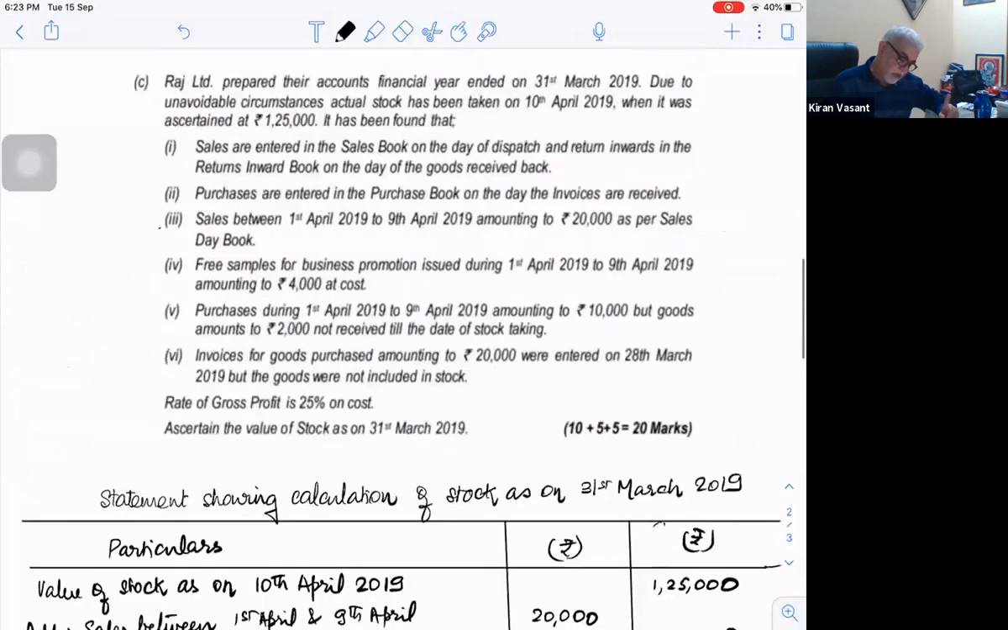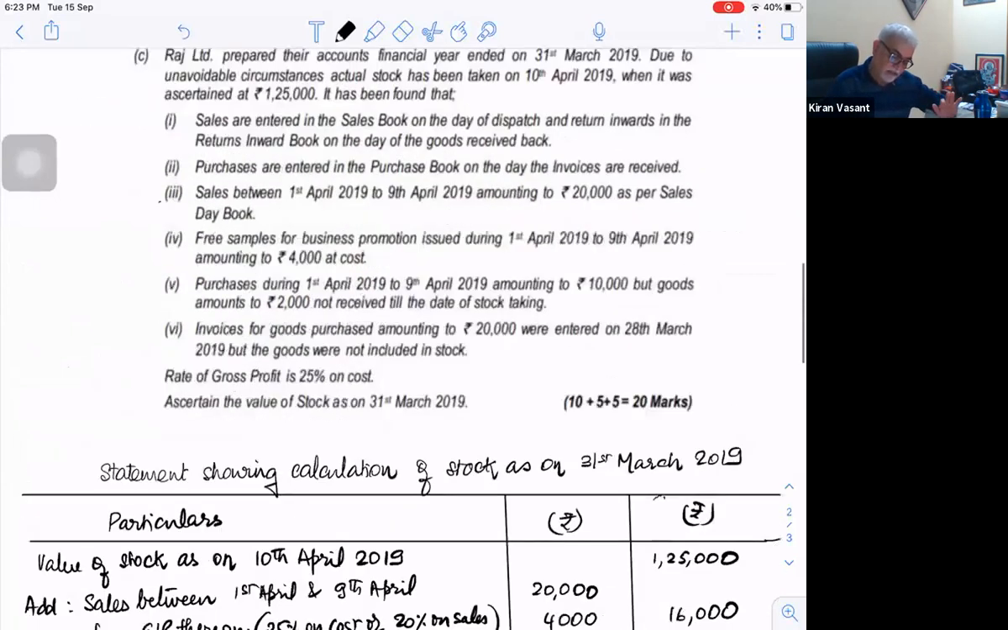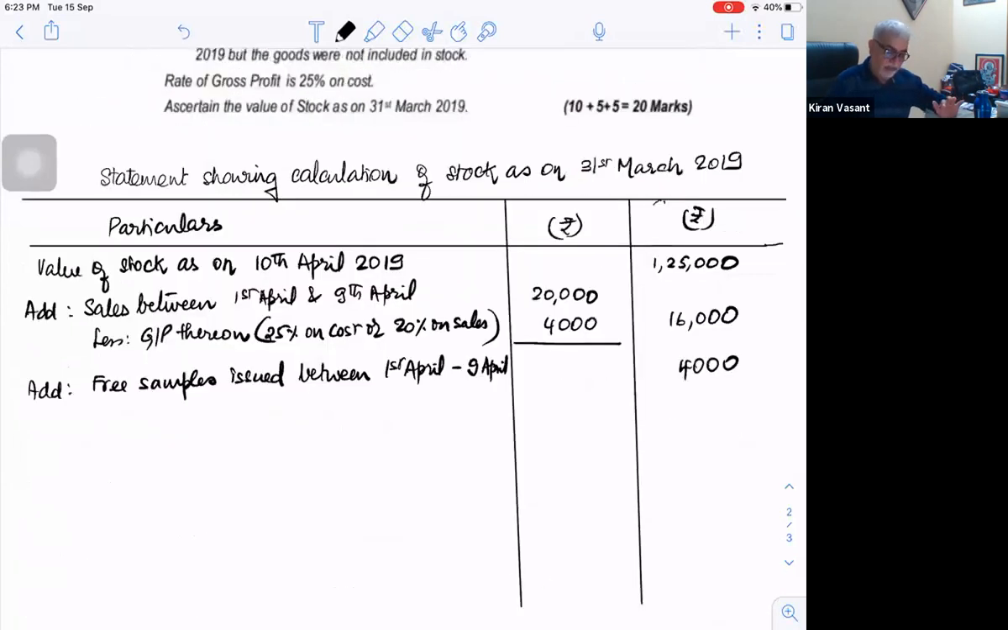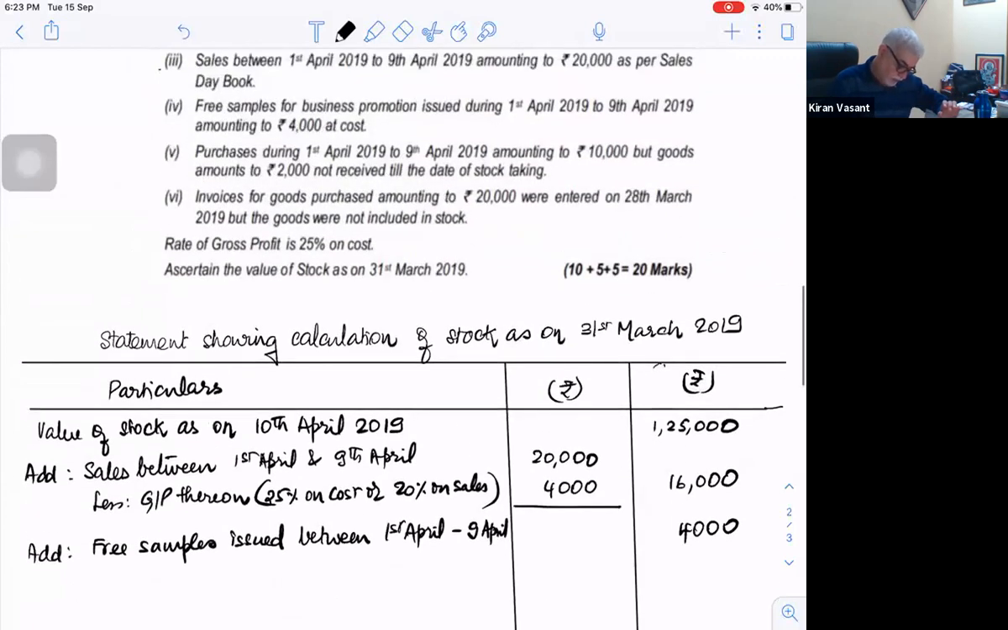How much are these? They are in cost, so there is no need of adjusting it. 4,000. Purchases between 1st April and 9th April are 10,000, but goods of 2,000 was not received. So enough if you reduce 8,000. Okay.